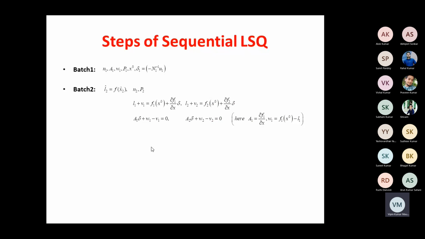So how can we think? We can simply write the equation L1 equal to f(x1). We can write L1 plus V1 equal to f1(x0), the initial approximate heights, plus delta. You have seen this equation.